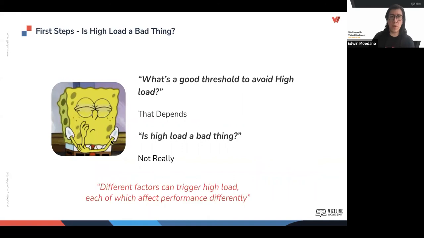So you're gonna tell me, Edwin, is high load a bad thing? What's a good threshold to avoid high load? And that depends. The threshold will be a combination of different factors. The first one will be the resources in our server: memory, CPU, the IO quota for writing and reading. But it's also gonna depend on how our application is defined, the logic behind it.